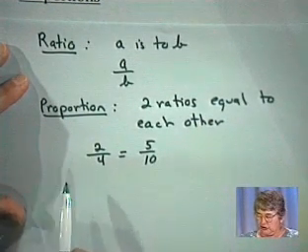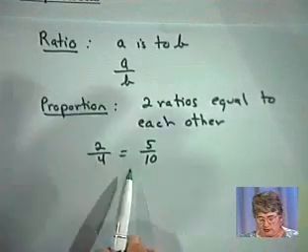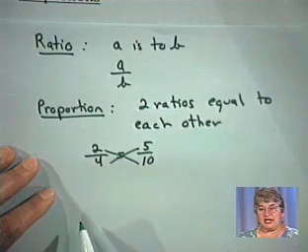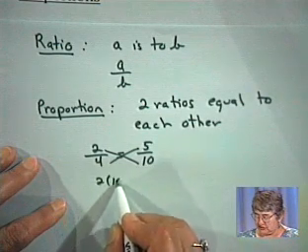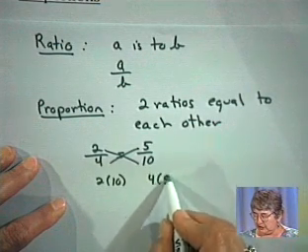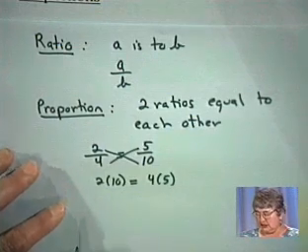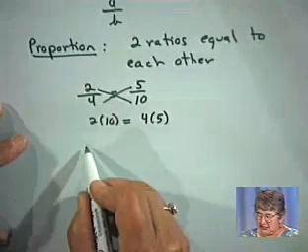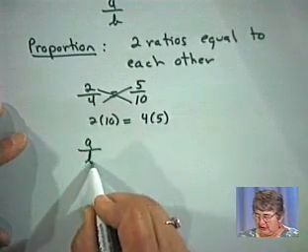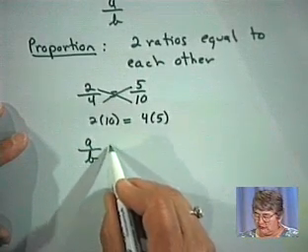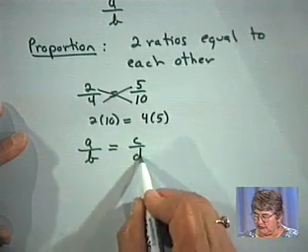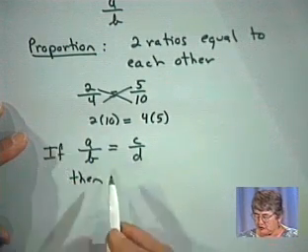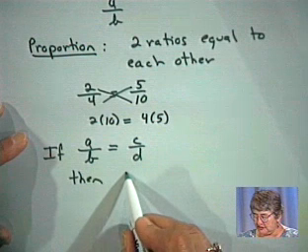Whenever you have a proportion, the nice thing is that you can cross multiply. If I take 2 times 10, that is 20, and that should be equal to 4 times 5, and indeed 20 equals 20. So a proportion in general is when a number A over B equals a number C over D, then what you can say is that when you cross multiply, A times D will be equal to B times C.